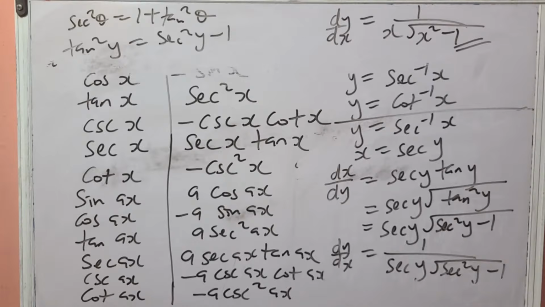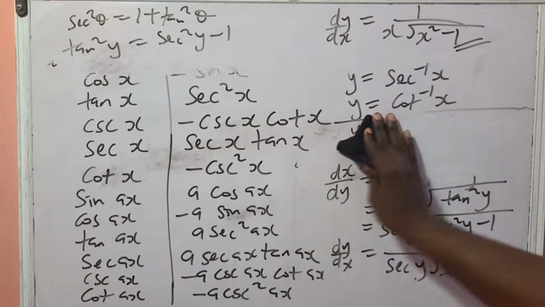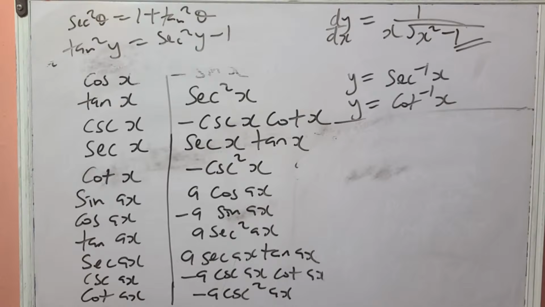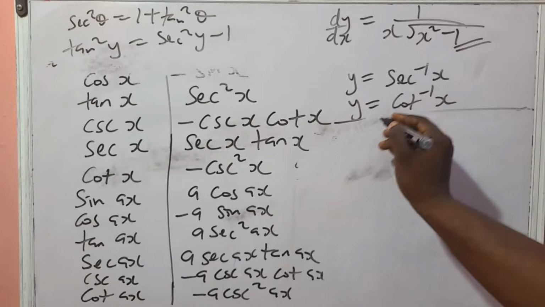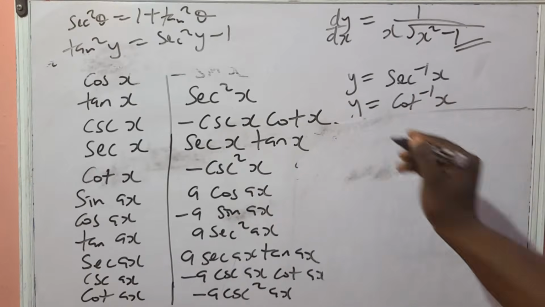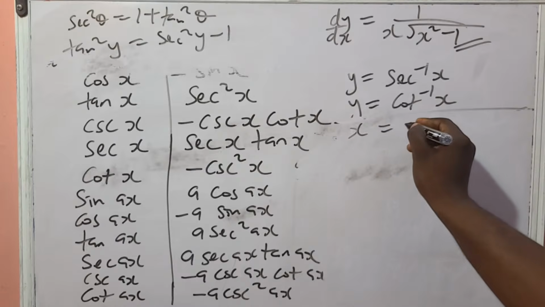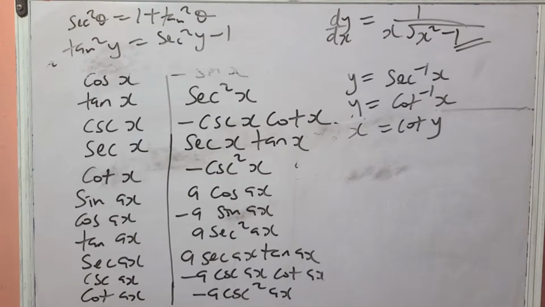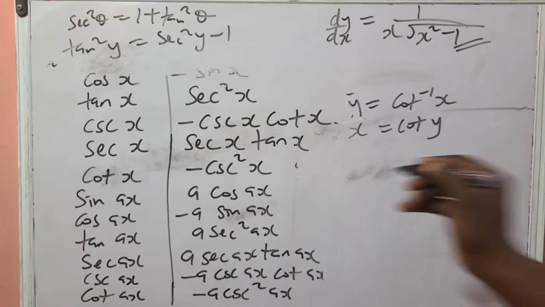So let's do the last but not the least question we have right here. That's cot inverse of x. I told you already, the first thing you do is swap, so you will have x equals cot y. That's the first step. All right, cot y. So you go on to act like you want to do dy over dx. Sorry, dx over dy.